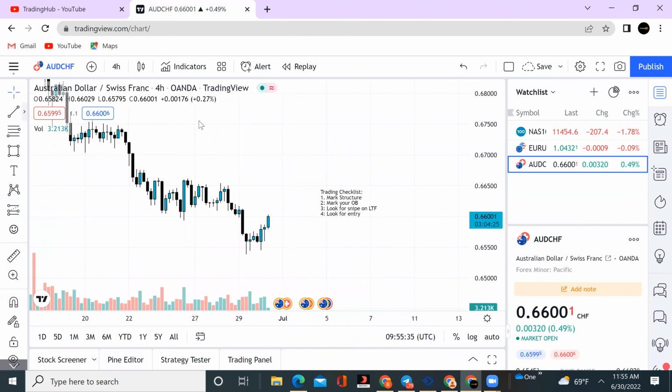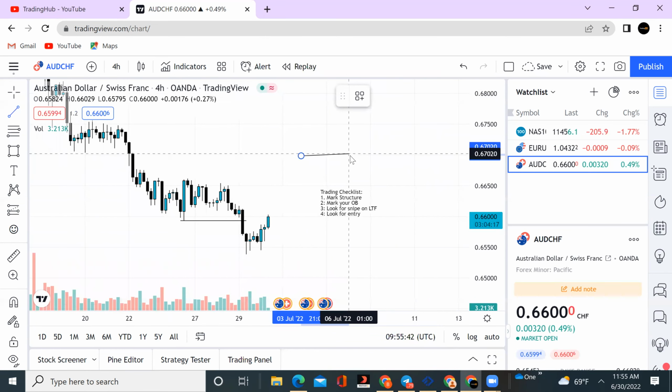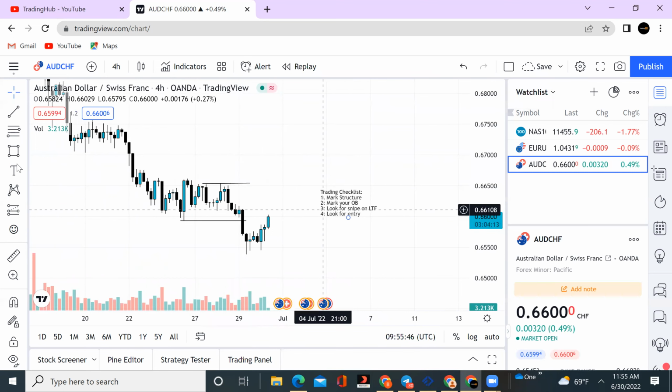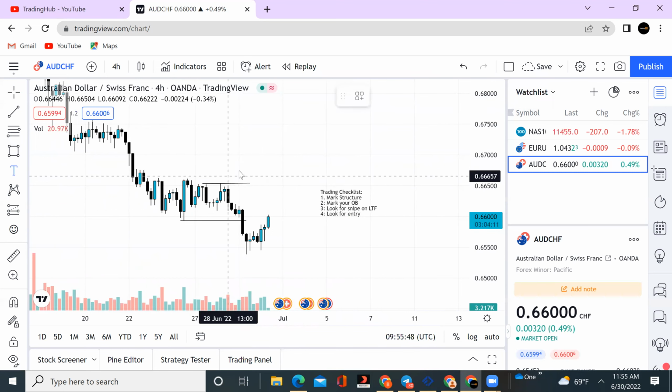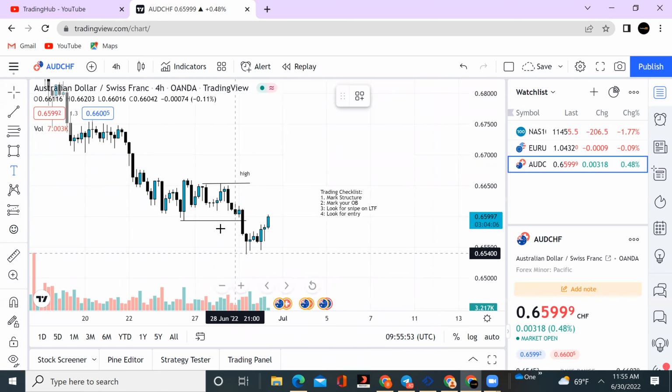So what did we first say? We first said we were going to mark our high and our low. So here's a low. Then let's mark a high. Well, that's our structure. And then we've got a high there, and we've got a low here.